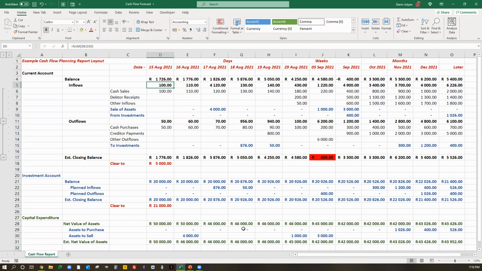Also, on the investment account, we have a limit or clearing amount of 21,000. Now, when we go over that, there's one there. We have a difference here of 1,026 Rand, which we can then move to, hey, we've got enough money here to purchase assets. So let's put it there and let's start looking for what we have on our list of what we want to purchase.